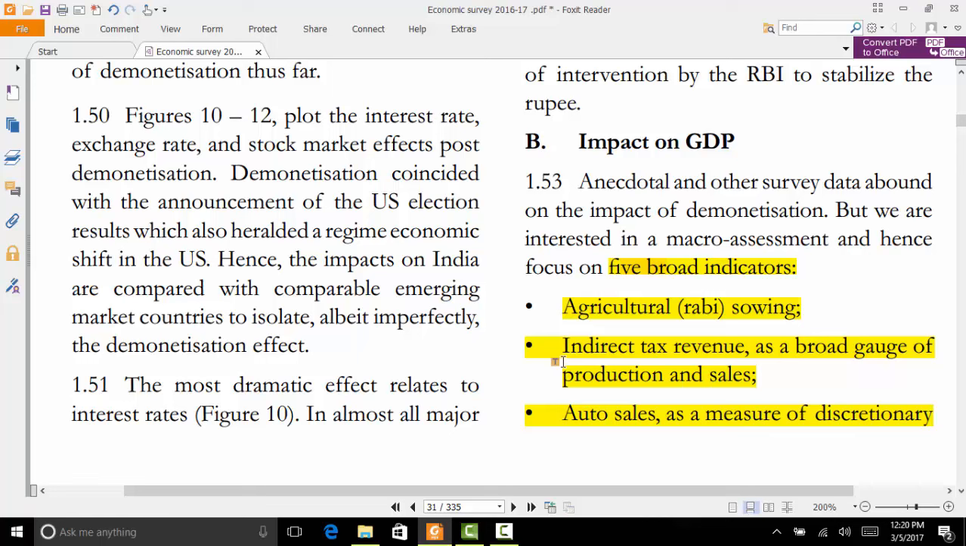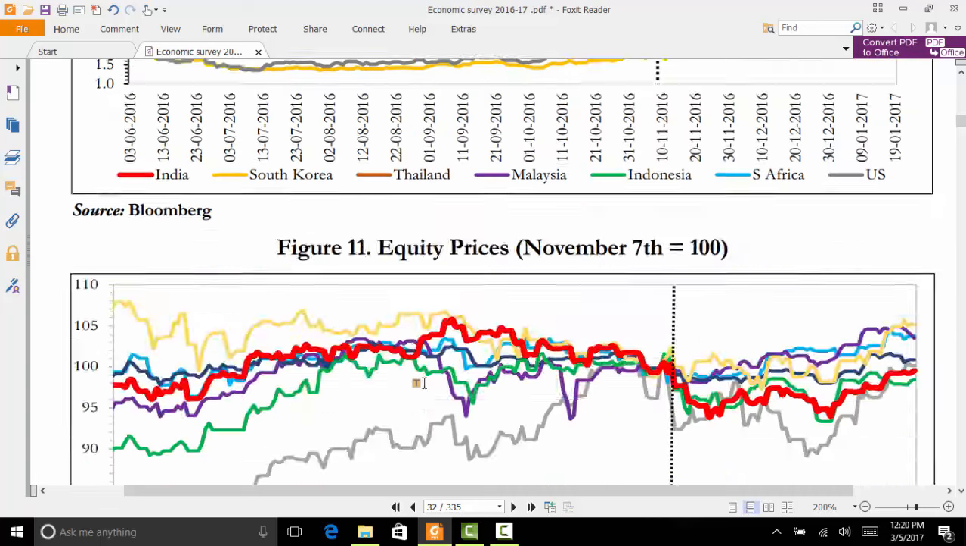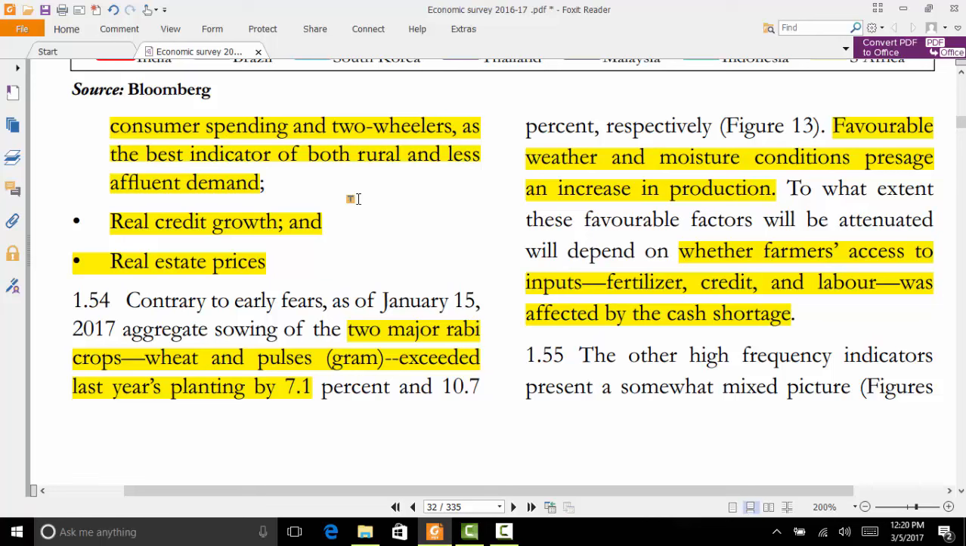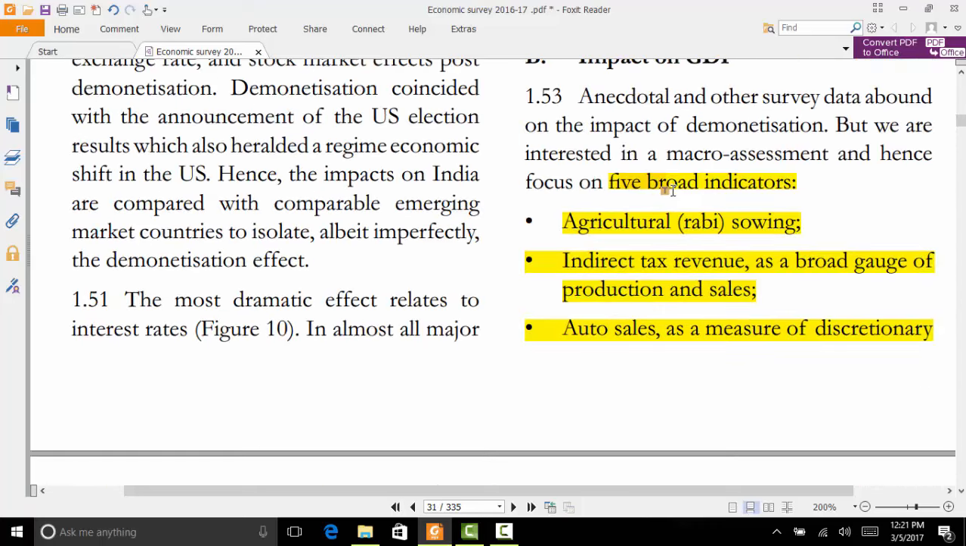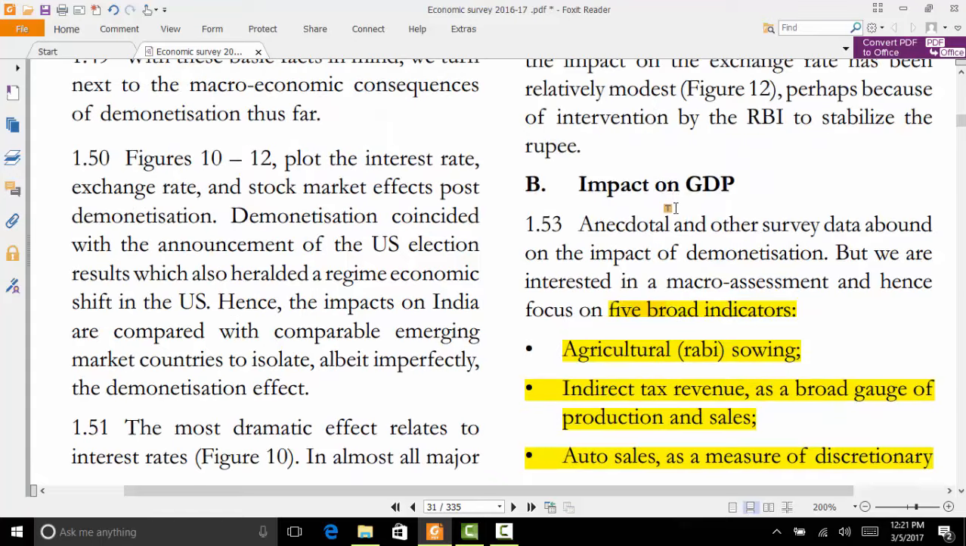For the impact on GDP, they have tried to bring five broad indicators. That is Rabi sowing; indirect tax revenue as a broad gauge of production and sales; auto sales as a measure of discretionary consumer spending; two-wheelers as the best indicator of both rural and less affluent demand; real credit growth; and real estate prices. So these are the various ways by which the survey has tried to bring data or indicators linked to GDP.